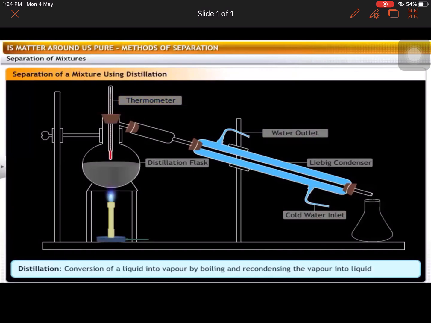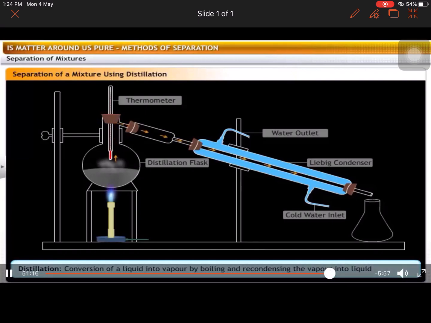Heat the mixture. You will see that the acetone, which has a lower boiling point, vaporizes first and then condenses in the condenser. It can be collected from the condenser. It is very easy. Suppose you have a mixture of substances having different boiling points.